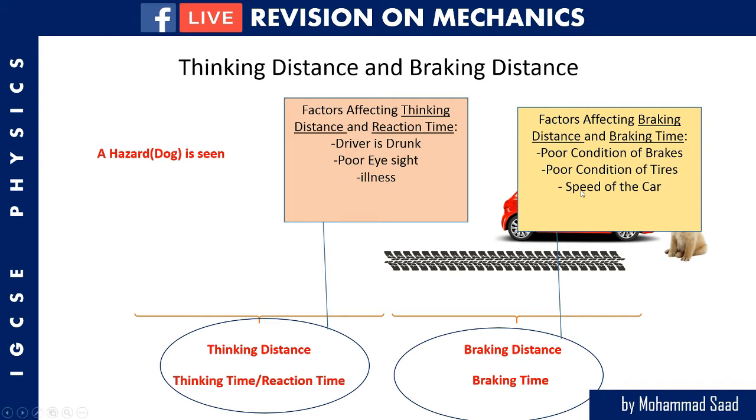The second point is the poor condition of tires. If the tires are not good, they won't be able to grip the road and stop the car. So the condition of the tires is also very important. And the speed of the car: before applying the brakes, if the car is traveling at a greater speed, then after the brakes are applied, it will skid more. So the speed of the car is also a crucial factor.